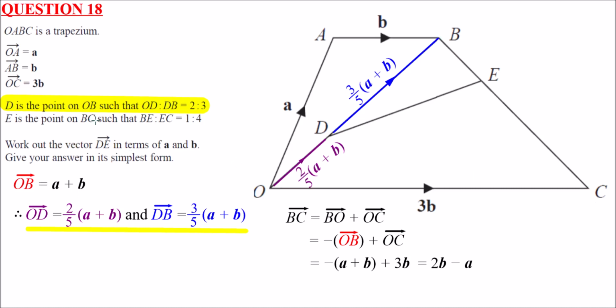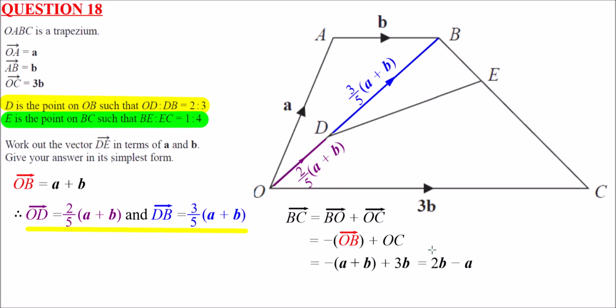However, BC is split with this point E. So E splits BC so that BE to EC is 1 to 4. 1 part plus 4 parts is 5 parts. So that means BE is 1/5 of the length from B to C. So in other words, BE is 1/5 of this, and EC is the other 4/5 of this.